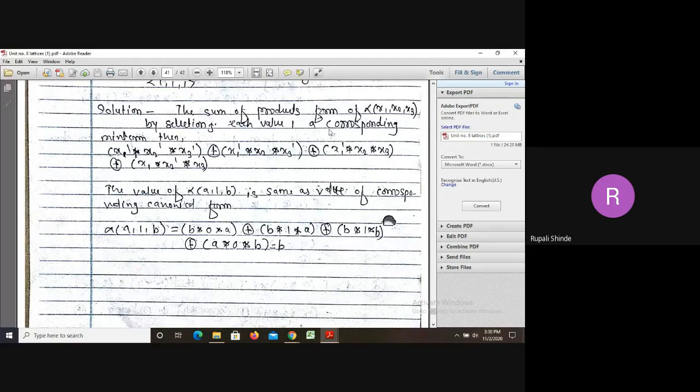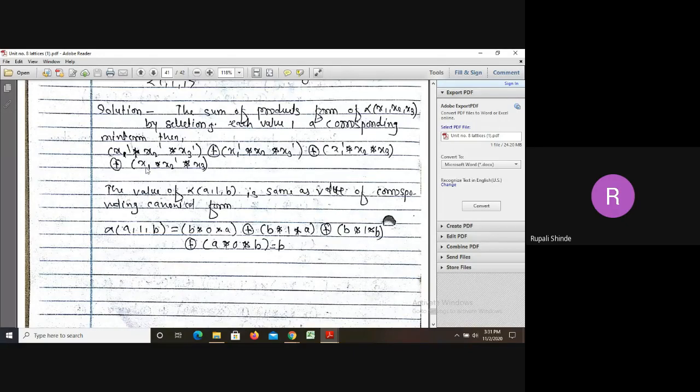Now XOR x1 complement star x2 star x3. The value of x1 is A, so A's complement is B. That is written here. Star x2, the value of x2 is 1, that is given. And star x3, the value of x3 is B. So this is our third minterm.